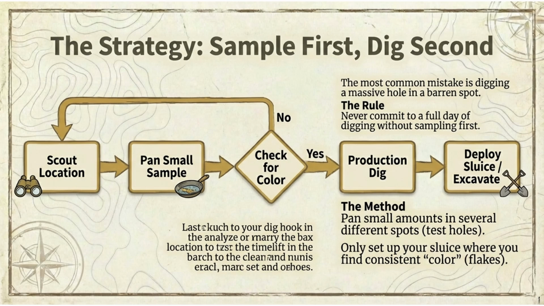The strategy. Sample first, dig second. The rule. Never commit to a full day of digging without sampling first. The method. Scout location. Pan small sample, test holes. Check for color, flakes. If gold is found, begin production. Dig and deploy sluice.